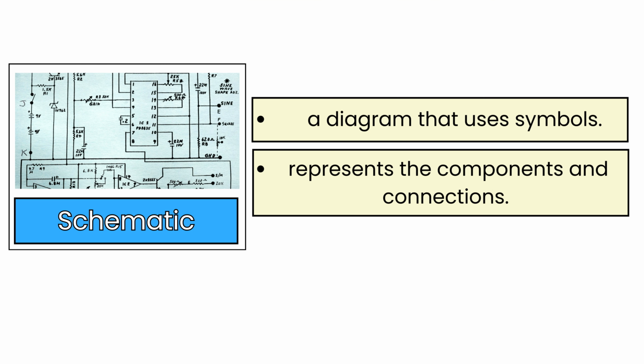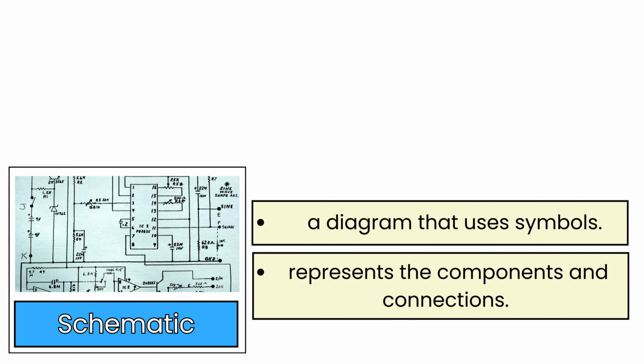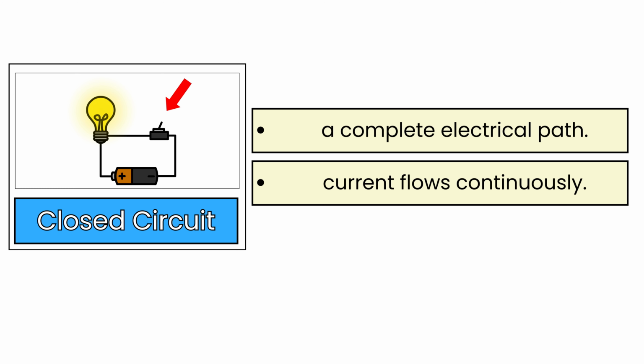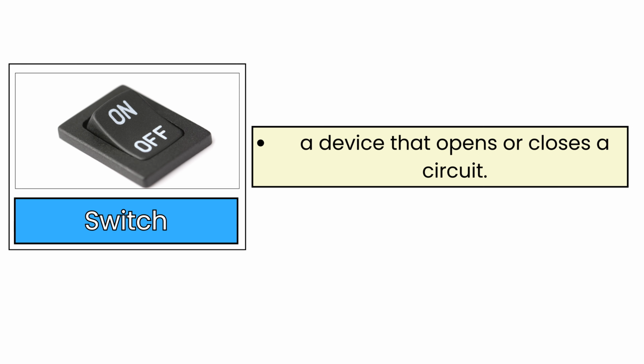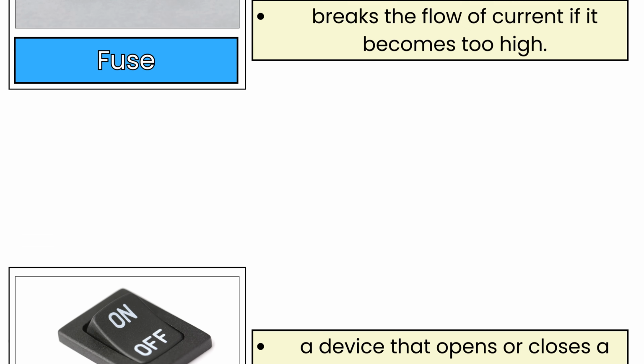A schematic is a diagram that uses symbols to represent the components and connections in an electrical circuit. A closed circuit is a complete electrical path where current can flow continuously without interruption. An open circuit is an incomplete path that stops the flow of electric current, like a broken wire or an off switch. A switch is a device that opens or closes a circuit, controlling the flow of electric current.